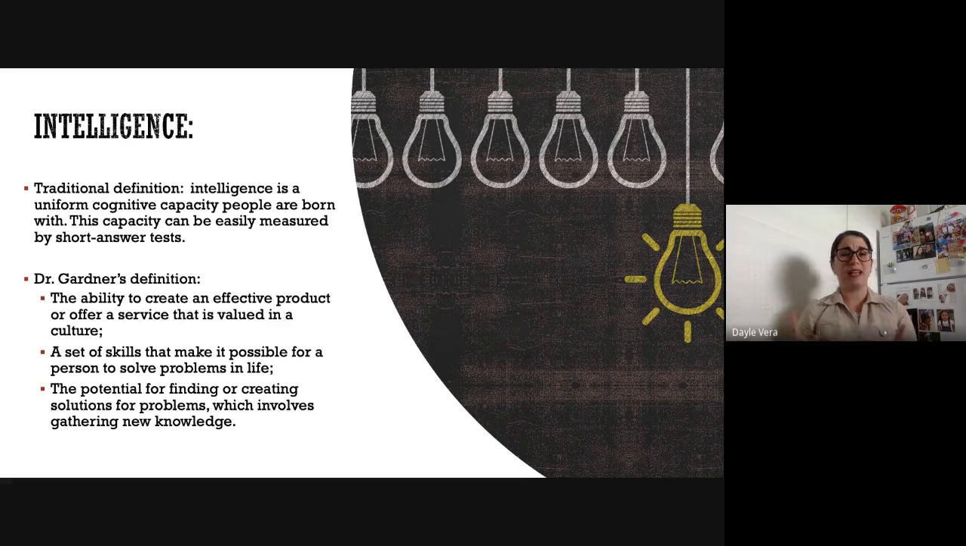So first, let's see what's the difference between traditional intelligence and multiple intelligence. Traditional intelligence has to do with the uniform cognitive capacity people are born with, and this capacity can be easily measured by short answer tests. So basically, you're this smart, and I'm going to give you a test to try out to test how smart you are according to the answers you give me.